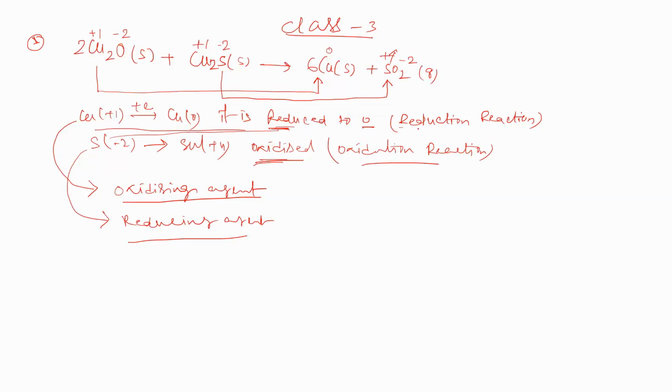So this is the reduction reaction and this is the oxidation reaction. Reduction reaction means oxidizing agent. Oxidation reaction means reducing agent. So these are the tricks to remember about the oxidizing agent and the reducing agent, and which is oxidized and which is reduced in a redox reaction. So in this redox reaction we can easily say this is the reduction reaction and this is the oxidation reaction, and which one is oxidized and which one is reduced. So this is one example.